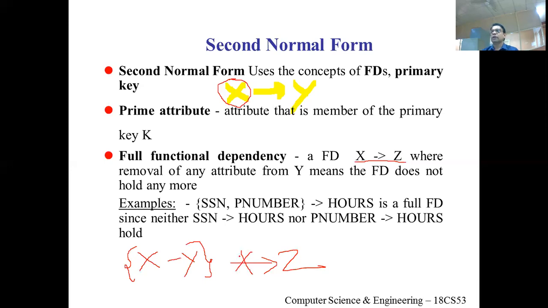That means if we try to remove any of the attributes on the left-hand side, that is, consider this part as X and this part as Y. If I remove the project number, then it is not possible to determine hours. In the same way, if I remove the SSN, then it is not possible to determine hours. That means hours is fully functionally dependent on the left-hand side attributes. Okay, that's full functional dependency.